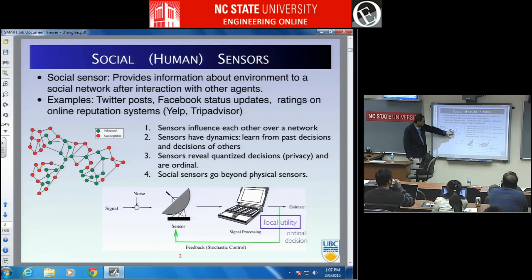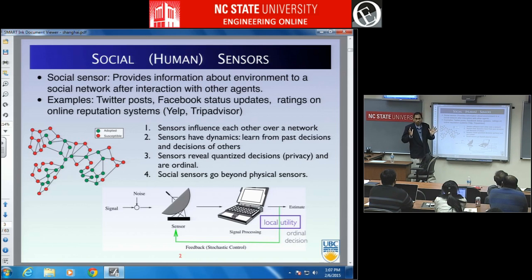How does the dynamics of propagation of information take place in this? Okay, that would be something we will consider later. Now, one can also think about how you mathematically, at least in simple terms, construct a model for these individual sensors, human social sensors.